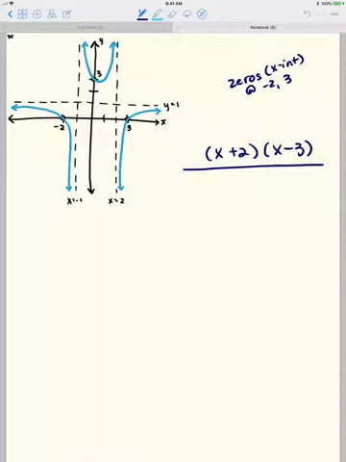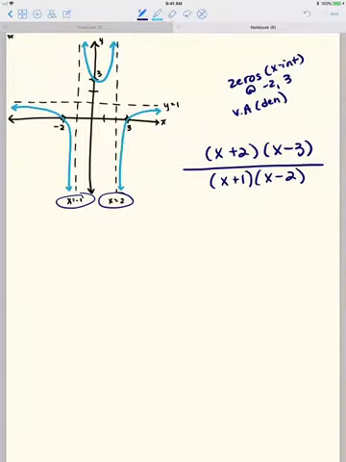Then you have the denominator, which is going to give you vertical asymptotes. So that's for the denominator. So we have vertical asymptotes at -1 and +2. So our factors will become x plus 1 and x minus 2.